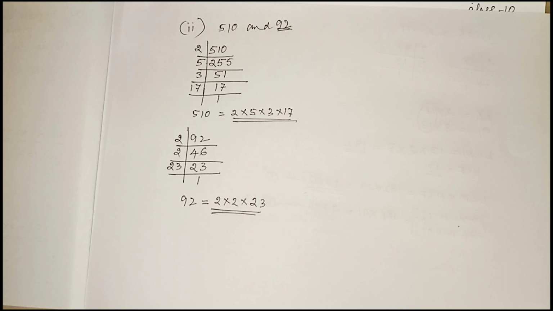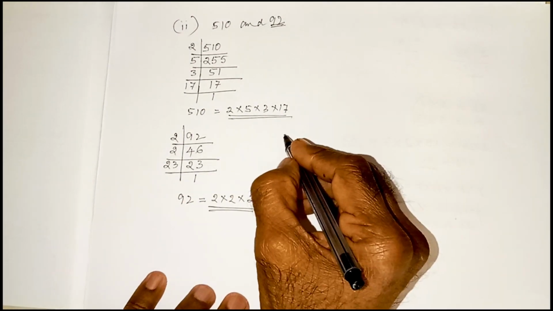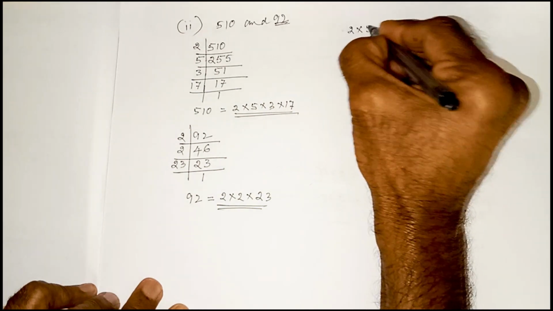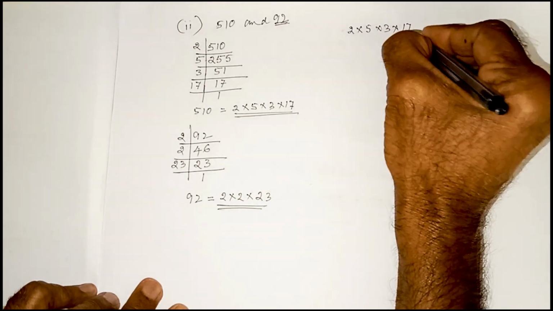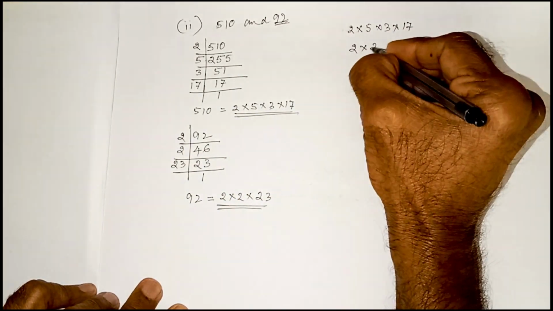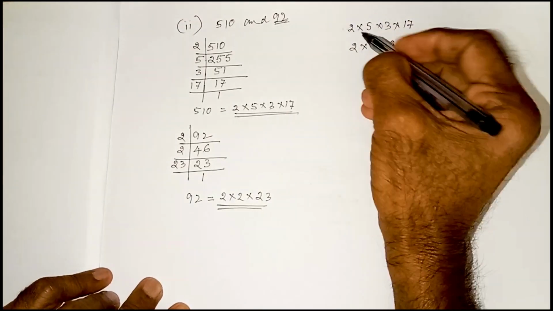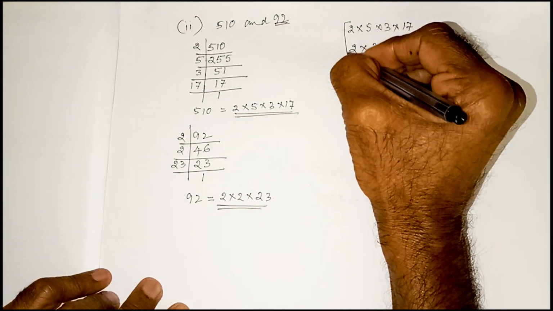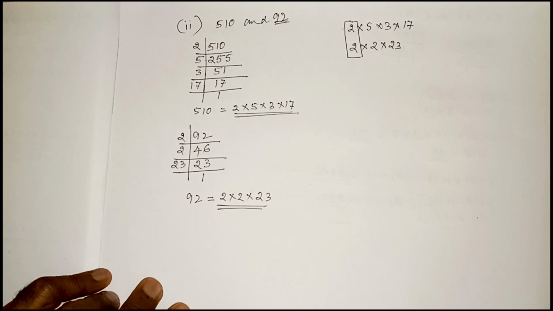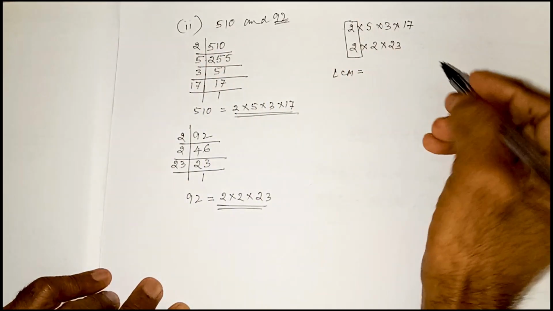Now to find out the LCM and HCF, in the same way you need to try. We write down these two numbers together. Now we write down these two sets of factors separately. 2 into 5 into 3 into 17, the factors of 510, and the factors of 92 also we write down here. 2 into 2 into 23. Now you know, to find out LCM, all you need to do is find out what is common. 2 appears to be common. Further, there is no number which is common.